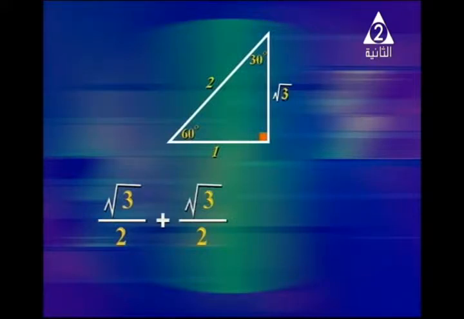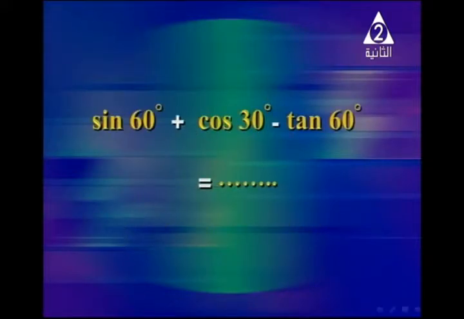Then minus, what about tan 60? Yes, you know that tan means opposite over adjacent. What about the opposite of the angle of measure 60 degrees? Root 3 over the adjacent, which is 1, so it is root 3. By using your calculators, you can find that the answer will be 0. And in this case, we can say that the result will be 0. Another example.